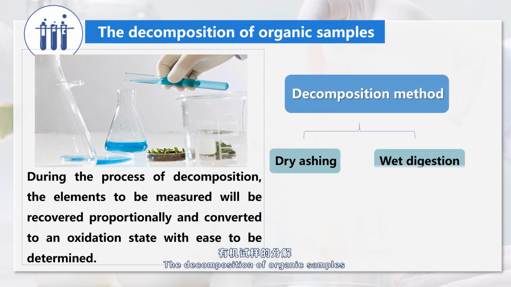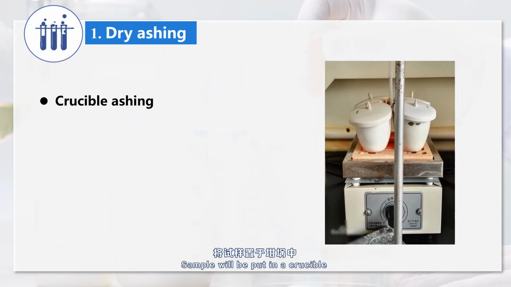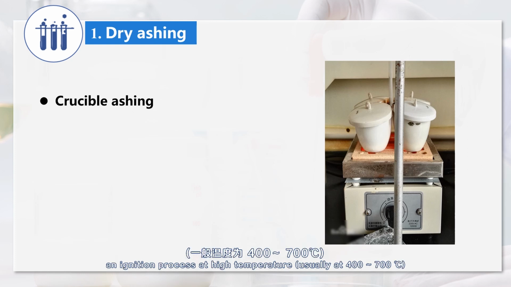Decomposition of organic samples usually involves method of dry ashing or wet digestion. What is dry ashing? Sample will be put in a crucible and heated on a hot plate to make sample dry to ash state, which is later transferred into muffle furnace to go through an ignition process at a high temperature, usually at 400 to 700 centigrade, with atmospheric oxygen as oxidant to decompose the sample. The obtained inorganic residue is then extracted by a small amount of concentrated nitric acid or hot concentrated nitric acid.